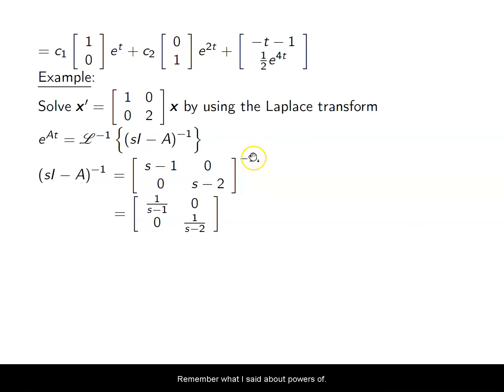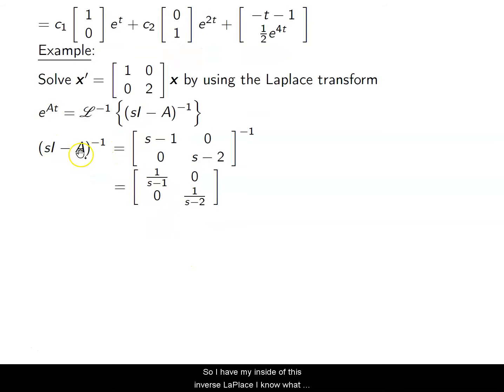And remember what I said about powers of diagonal matrices, right? It's a diagonal matrix, so I can just raise each of the independent parts to the -1 and it'll flip over. So again, if I had entries in these zeros here that were non-zero, it would not look like this, right? So I have the inside of this inverse Laplace. I know what this looks like. So I need to bring it from the world of s back into my world of t's. Okay, so I've got to go from back into my equation basically.